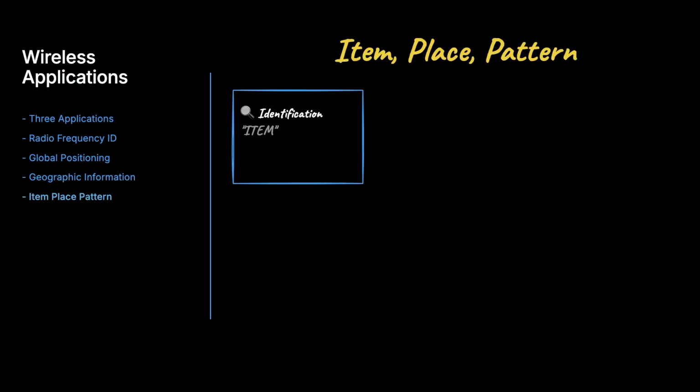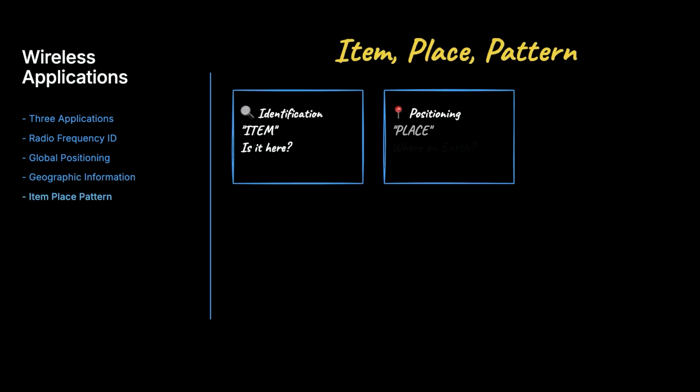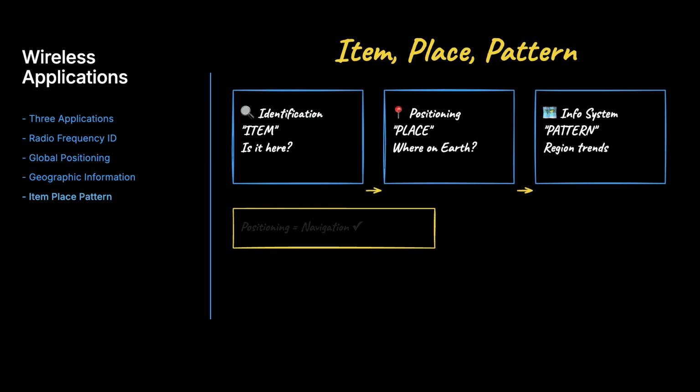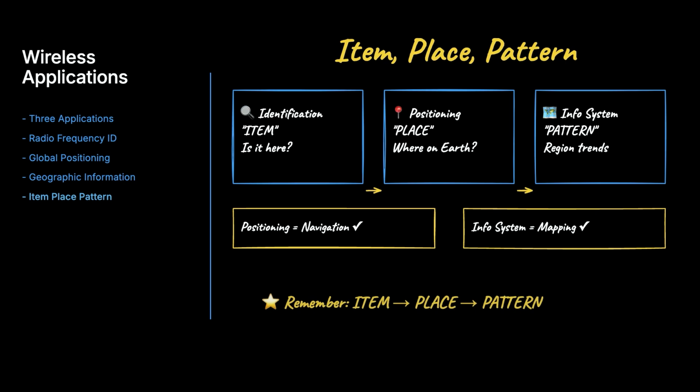Here is the distinction the exam tests. Identification tells you an item is here right now. Positioning tells you where on earth a receiver sits, and the information system finds patterns across a region. So positioning is navigation, not mapping, while the information system is mapping, not navigation. Remember it simply as item, place, and pattern.